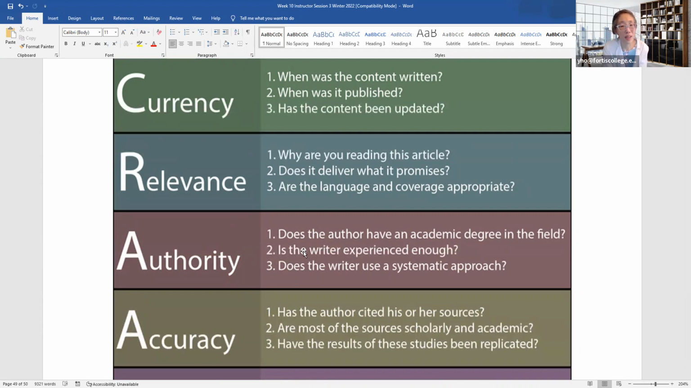Relevance. Why are you reading this article? Does it deliver what it promises? Are the language and coverage appropriate? And this relevance also means, does it have credible sources? Does the thesis have good reasoning? Does it have logos? That sort of thing. Authority. This would be expert, okay? This is the same thing. This is ethos. Does the author have an academic degree in the field? Is the writer experienced enough? Does the writer use a systematic approach?